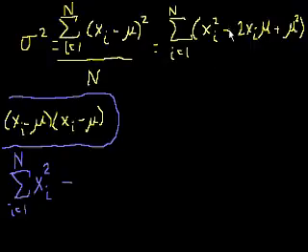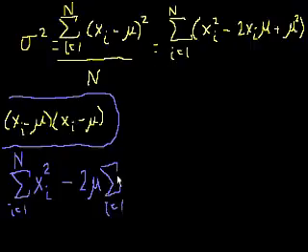But this was just a long way of saying that the sum from i equals 1 to n of the second term is the same thing as minus 2 times mu times the sum from i equals 1 to n of x sub i.